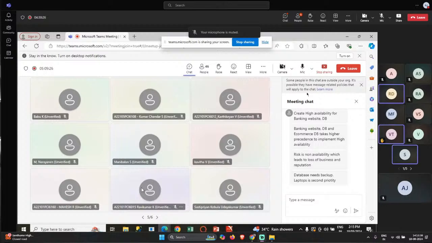Okay, e-commerce. Risk is non-availability, which leads to loss of business reputation. Database needs backup. Laptop is second priority. So which one is first priority? When you say laptop is second priority, which one is first priority?